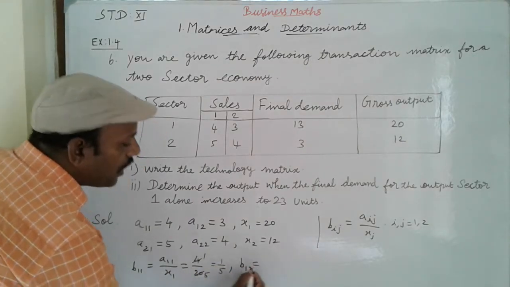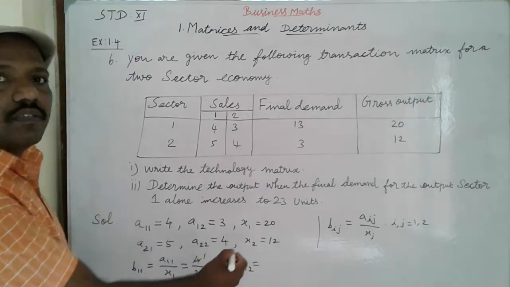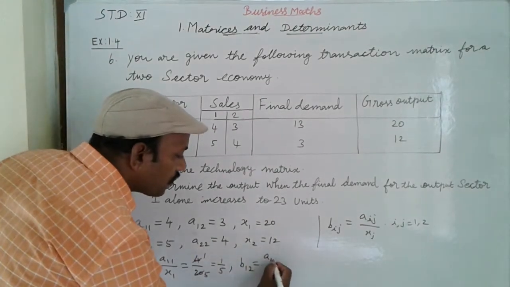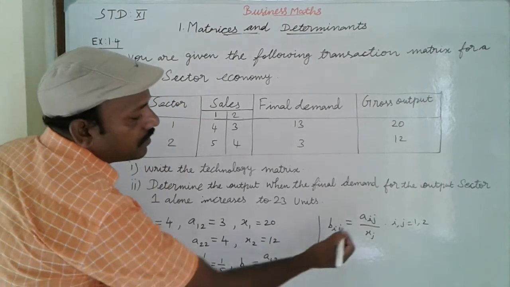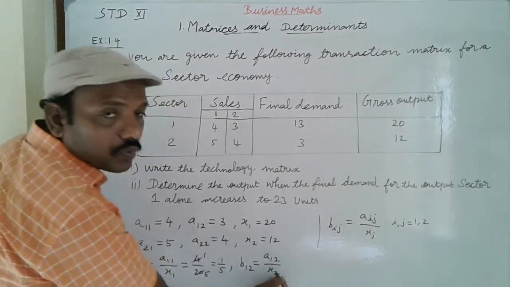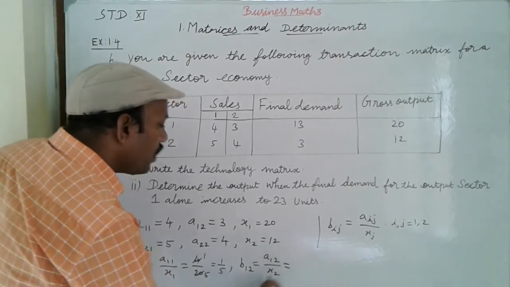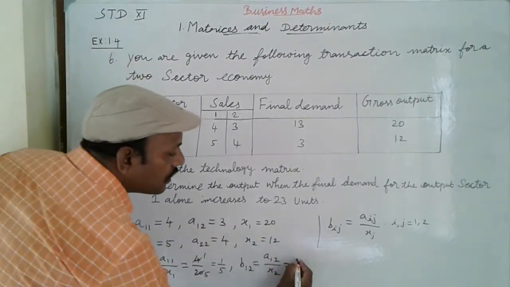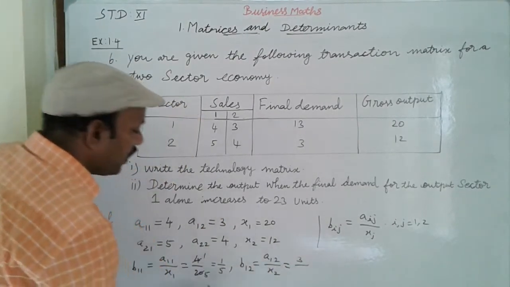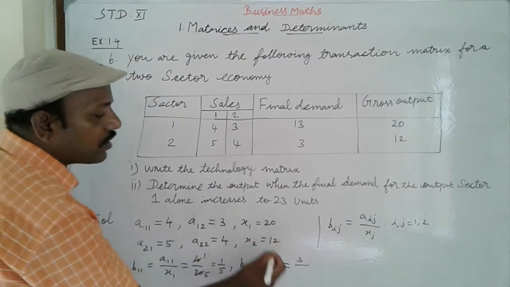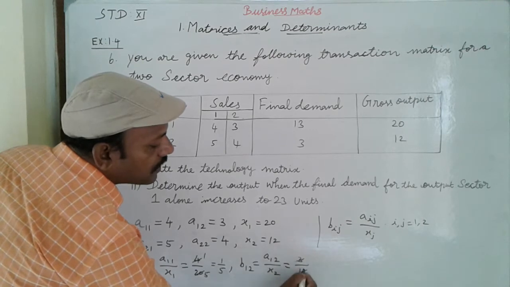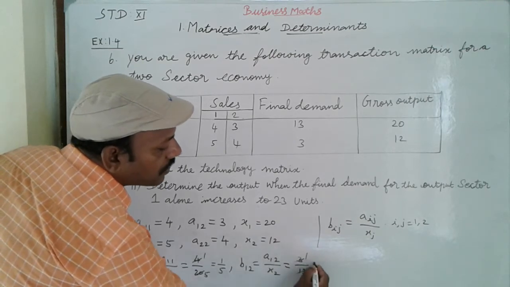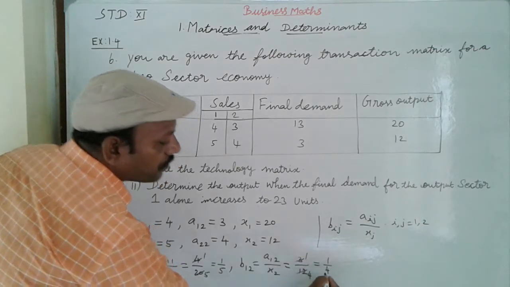Next B12 we should find out. B12 equal to A12 divided by x2. So A12 value is 3 divided by x2 value 12. 3 and 12 is cancelled, 1 time. This is 4 times. So 1 by 4.